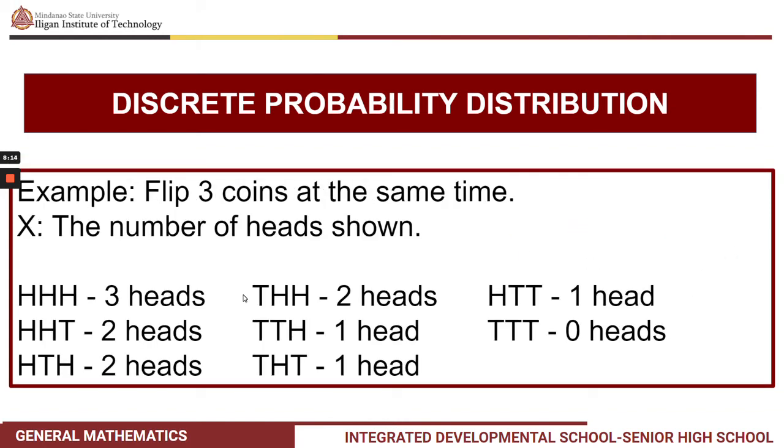Say, for example, when you flip 3 coins at the same time and your random variable is the number of heads shown. Diba?